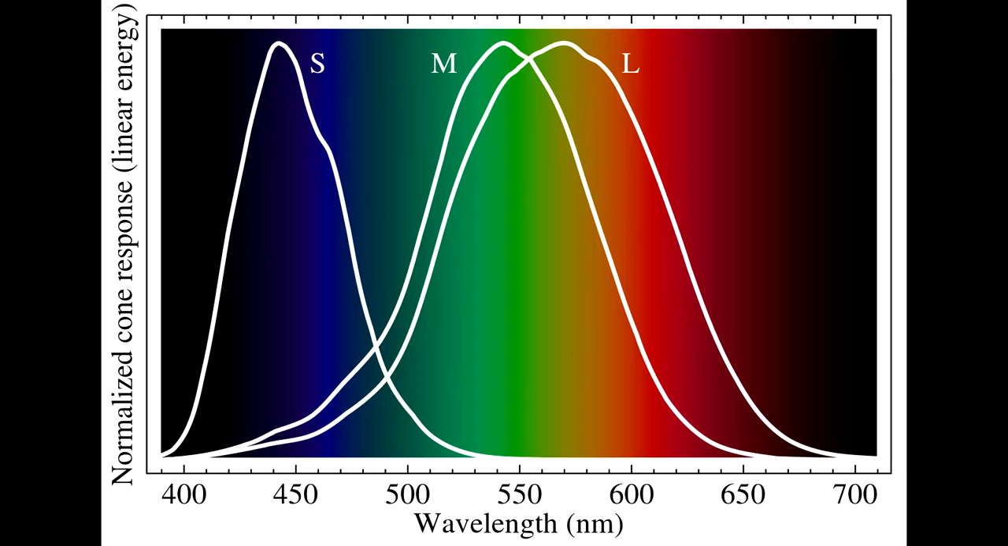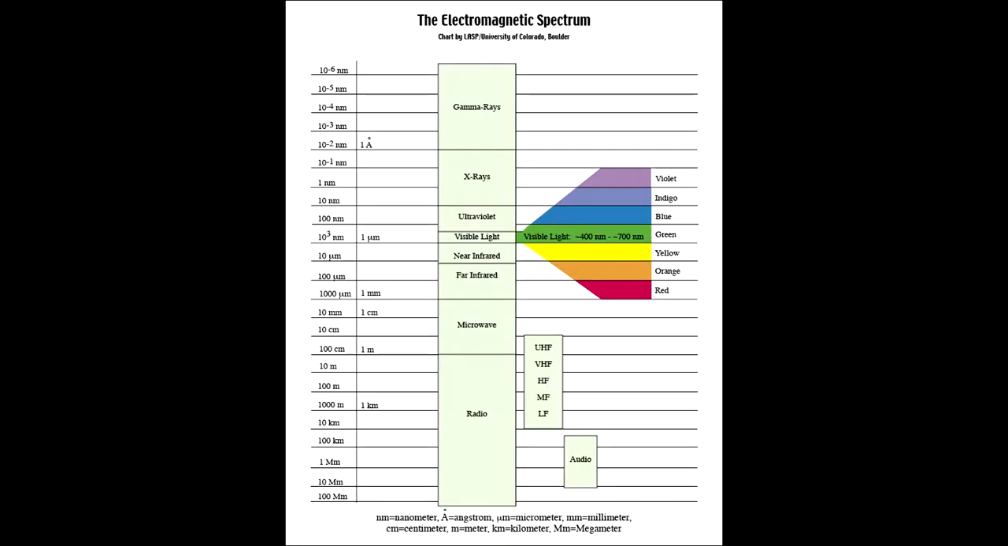The cones in our eyes see either red or green or blue light. When we see equal mixtures of all three, then our brain says white light, even though there is no such thing as a wavelength that corresponds to white light.